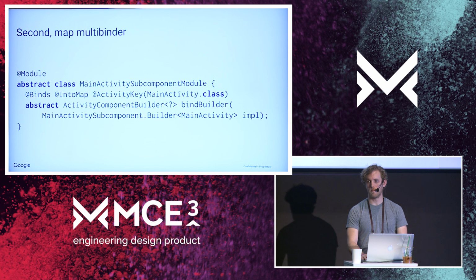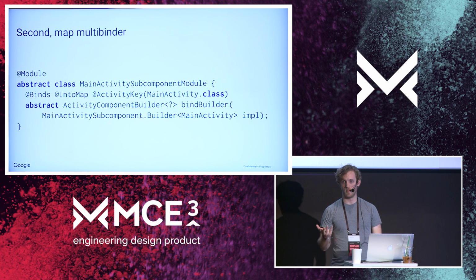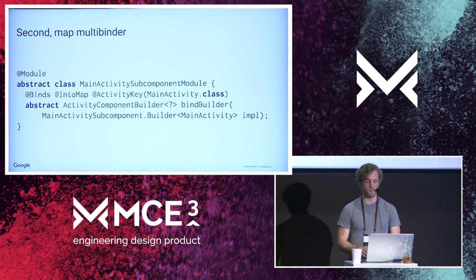Now we can make a map multibinder. That map multibinder just asks for the activity subcomponent builder the exact same way we did before. But rather than doing it directly in the application, we do it in this method. The key, like we saw before, rather than being an enum, is going to be the activity class. We're going to say the main activity, and for the main activity, we're going to associate it with the main activity subcomponent builder. And you can do this any number of times.